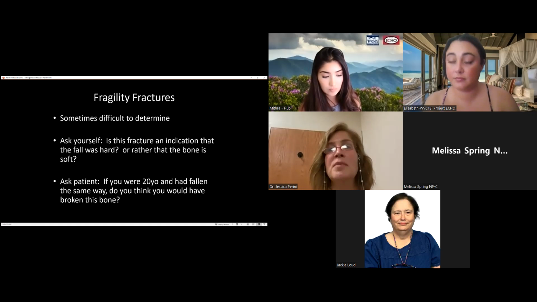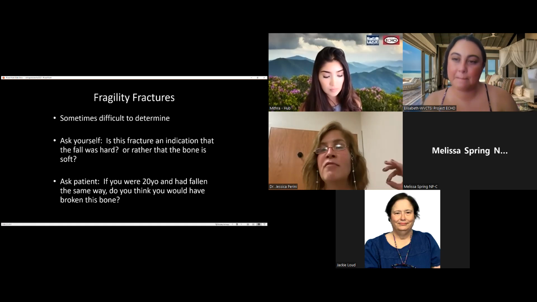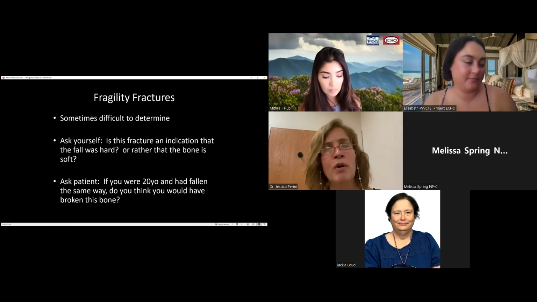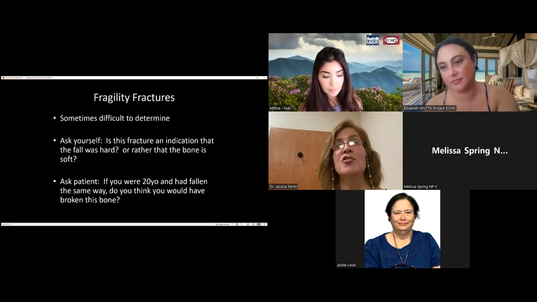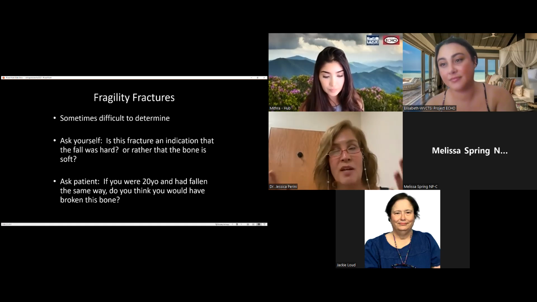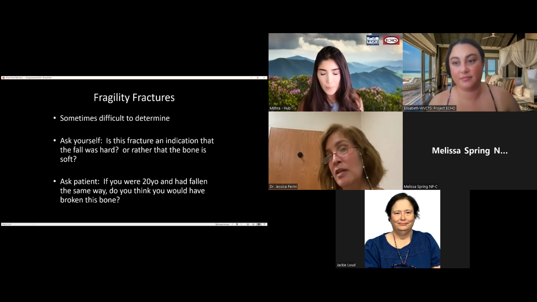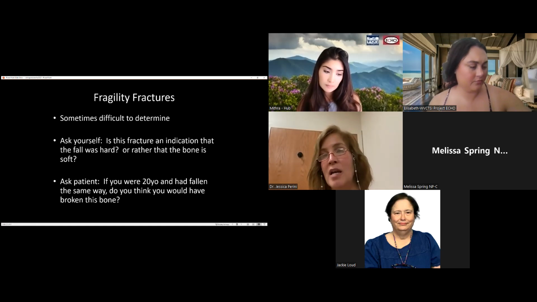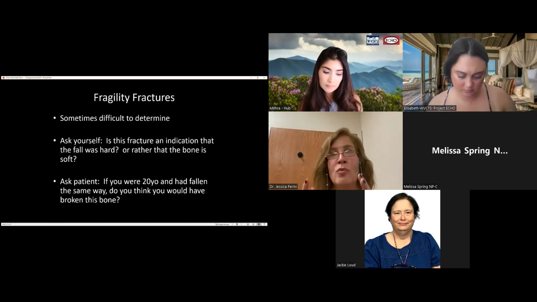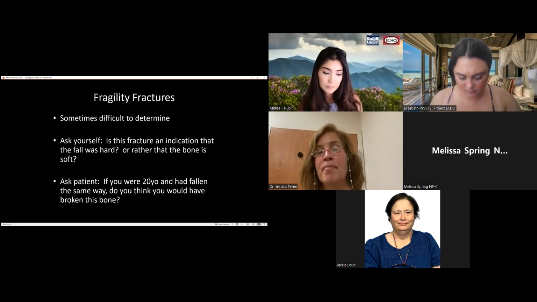And something that I found helps me ask in a clearer way, I say, if you were 20 and you had fallen in this exact same way, do you think you would have broken this bone? And if they say no, no way, well, that means their bones are fragile, not that the fall was hard. So then you have to think, okay, this is a fragility fracture. This is not me telling you it's always easy to tell once you ask this question. Sometimes it's still up in the air, and you just have to use your best judgment about whether or not they should be treated for fragile bones. But sometimes asking a question in this way has helped me get to the bottom of the real definer. Is the bone weak, or is it that the fall was hard? Okay, next slide.